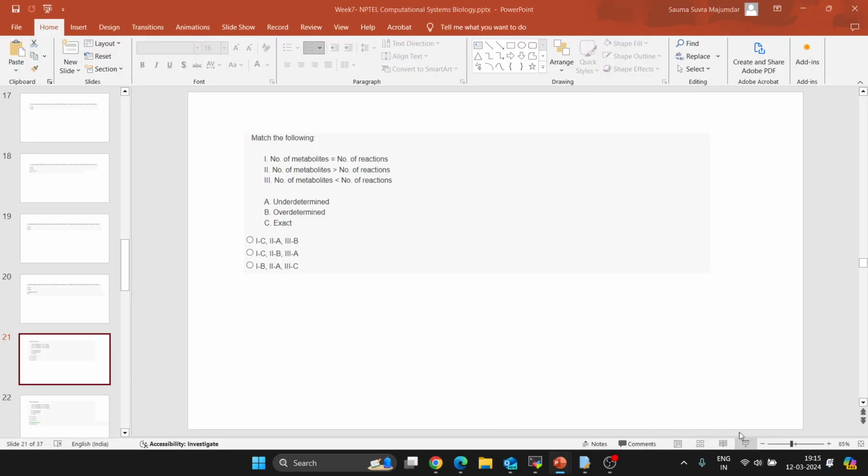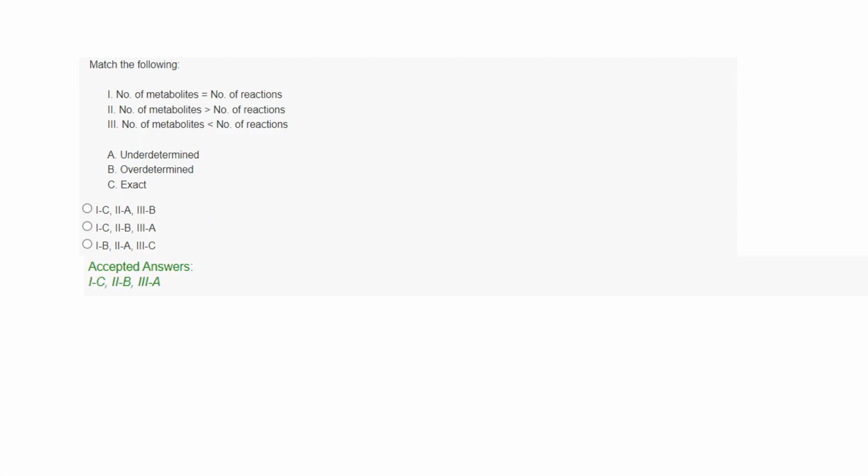So you're talking about option number two. Yeah, that is correct. If your number of metabolites is greater than your number of reactions, you'll have a tall matrix, and a tall matrix is basically over-determined. And if you have a fat matrix, where the number of reactions is more than the number of metabolites, you'll have undetermined solutions. So yeah, the second option is correct.